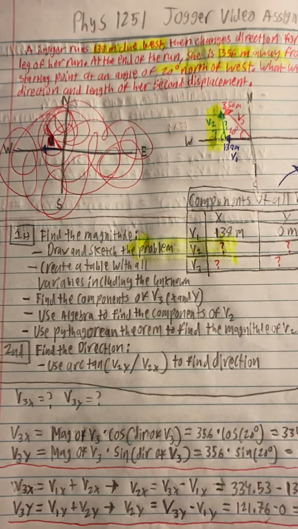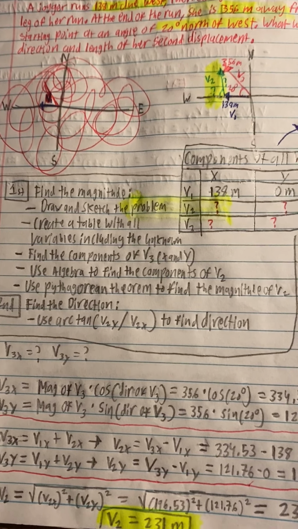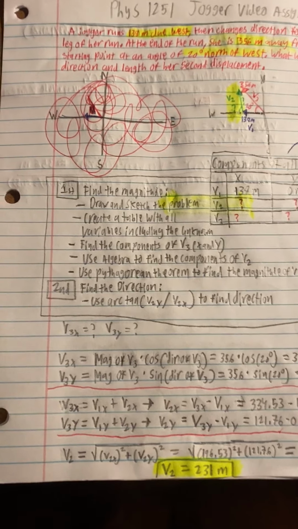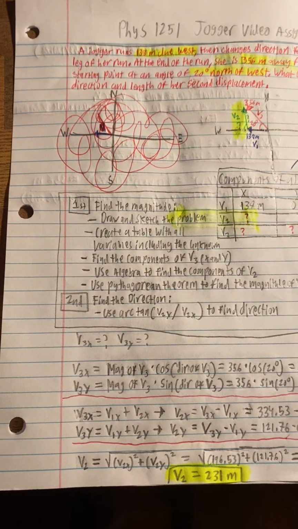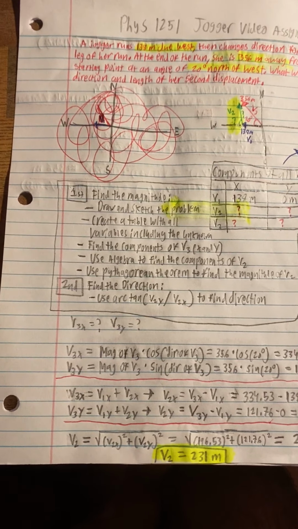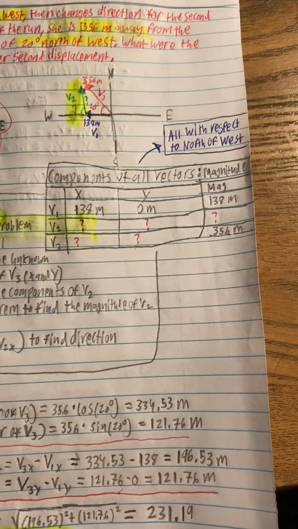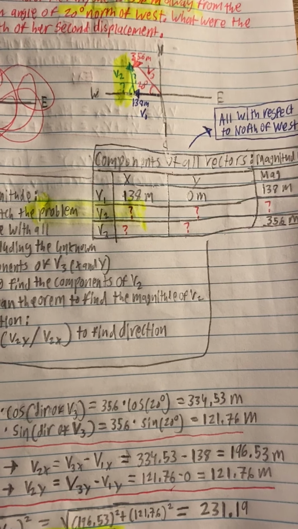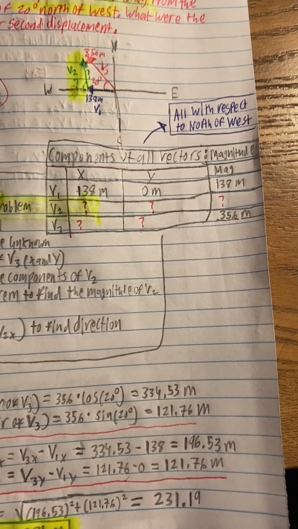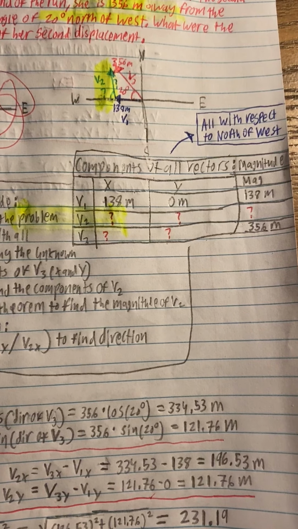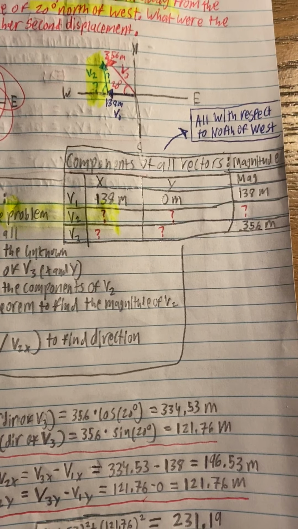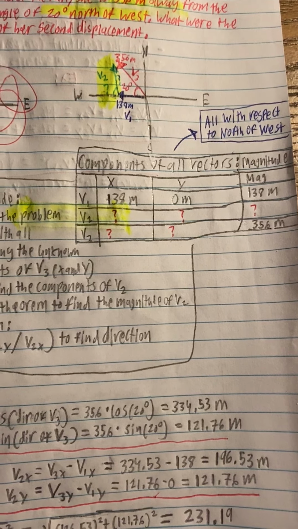So here's what we need to do. The problem wants us to find the magnitude and the direction. In order to find the magnitude, first we need to draw and sketch the problem, which is what we just did here, and create a table with all the variables, including the unknowns. The unknown is all of vector 2, including its components, magnitude, and direction, especially since we need to find the magnitude and direction in order to solve the problem. But we also have the unknowns of vector 3 with their components too.